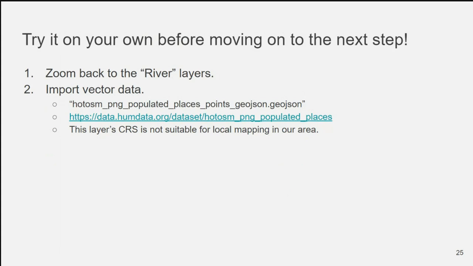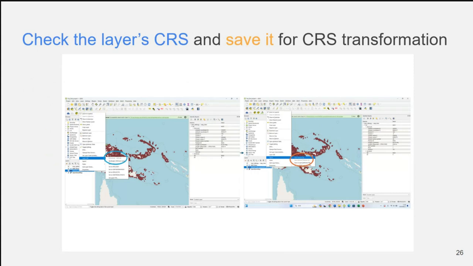This layer has EPSG 4326, which is not suitable for local mapping in PNG. After you import the vector layer, right-click the layer in the Layers pane and click Layer CRS. As I told you, the CRS is not UTM 54 South. To reproject the layer to another CRS, you have to export the layer. So click Export and click Save Features As.